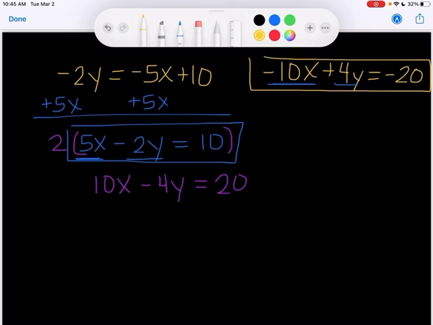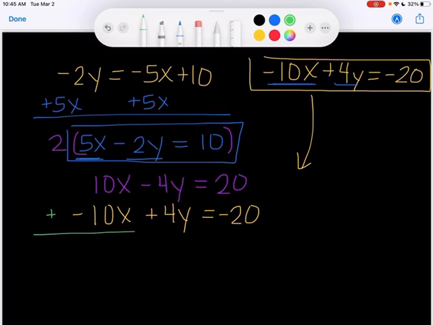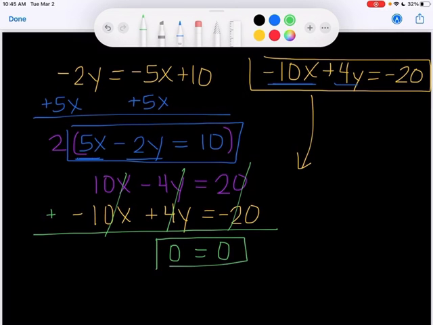Now I can bring this one down: negative 10x plus 4y equals negative 20. I'm going to add these together. What happens is the x's cancel and the y's cancel, so I end up with 0 equals 0. Remember, if the variables cancel out, it's either inconsistent or it's dependent. 0 does equal 0, so it's true. Therefore, this is a dependent system, which means these are the same line and you have infinite solutions.